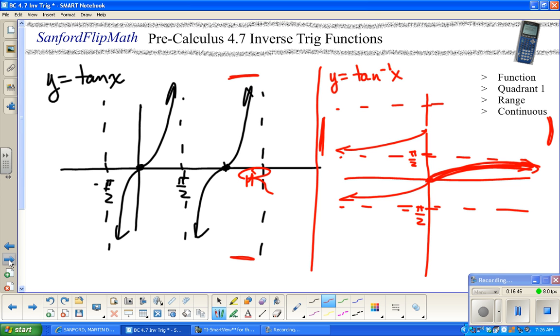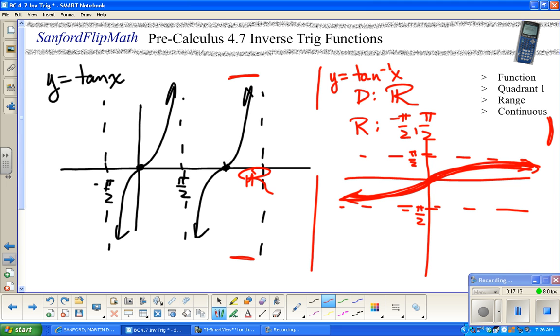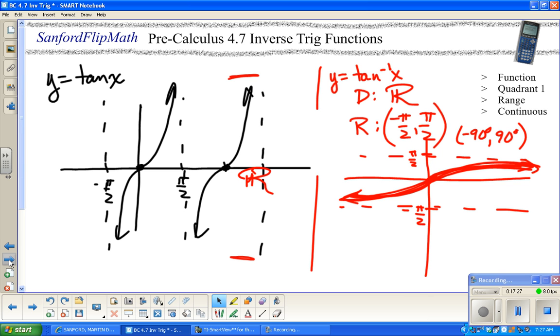I still want it to be a function, and I want it to be continuous. So to me, the most obvious thing to do is to pick this other piece, and that little guy is gone. And that's it. So the domain for inverse tangent is all real numbers. The range is going to be from negative pi over 2 to positive pi over 2, like it was for sine. The only catch is these are not included, so we don't use brackets. We use parentheses. And again, you could list that from negative 90 to 90 if we were in degrees. All right, so that's all of it.